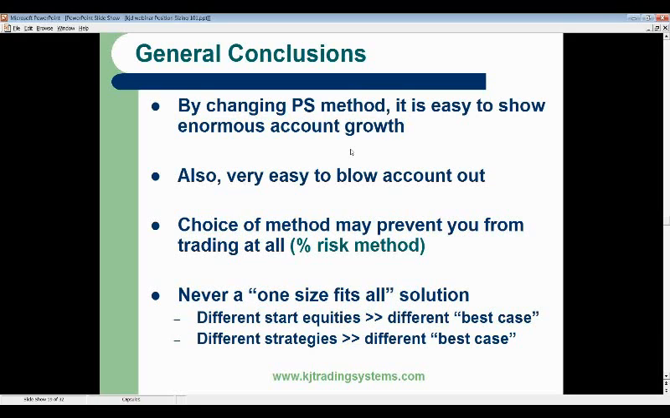If you have a $50,000 account and want to trade 2% risk, you're looking at basically a $1,000 loss. Well, if your average loss for a system is $1,500, it's always going to tell you never to trade. So it's an important thing to know.